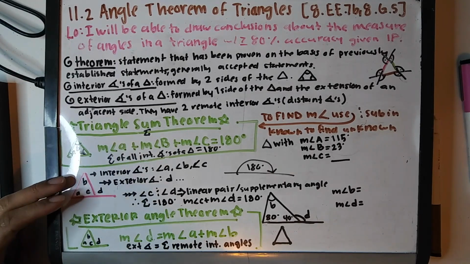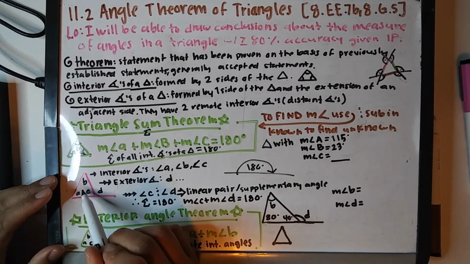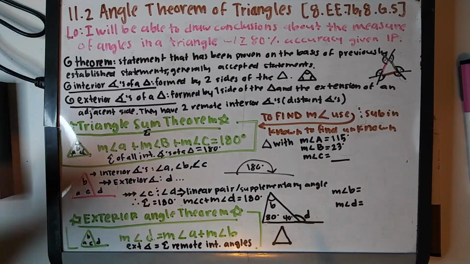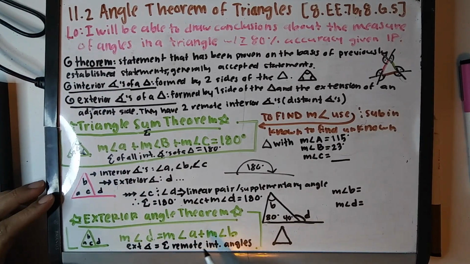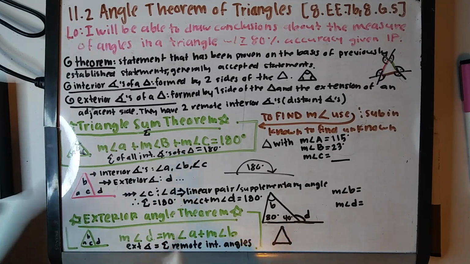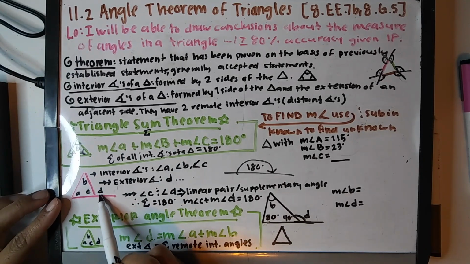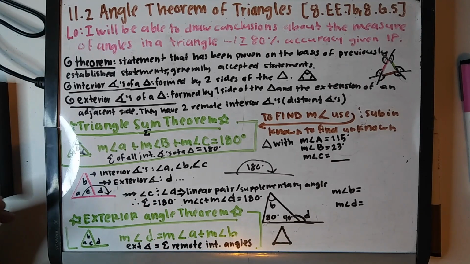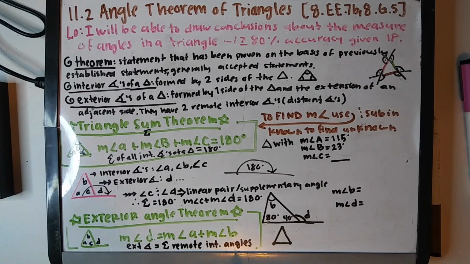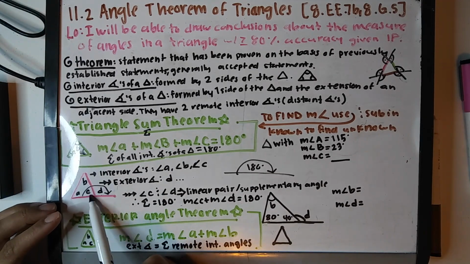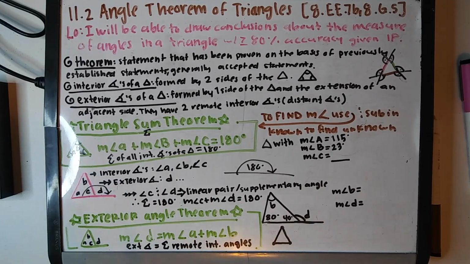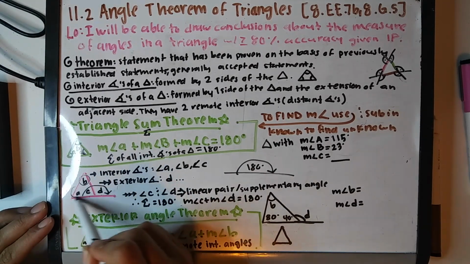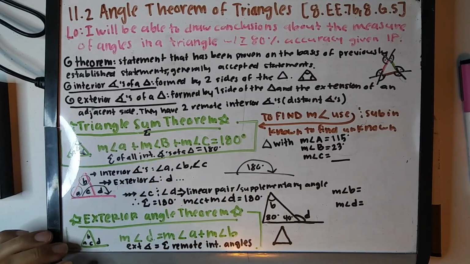This is just interior angles again, A, B, and C, so inside the triangle, and exterior angles will be D. And just going back to this, when you have an exterior angle and an adjacent angle, they're actually going to be supplementary angles, a linear pair. So that means that they're going to be 180. Now, if we know that these two equal 180, that means whatever I get from this is going to be equal to D. That's what the exterior angle theorem is saying, right?